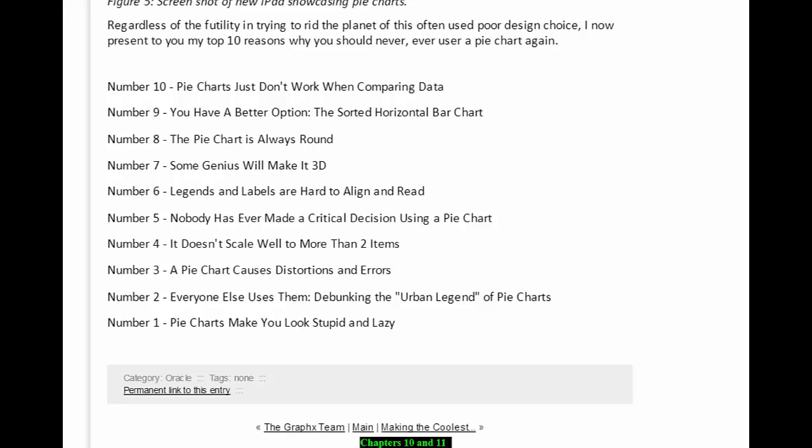Ouch. We like to represent the truth in this course, and this is the truth. So try to avoid pie charts as much as possible. Sometimes your boss or your teacher, instructor, professor may want you to use them, but try to stay away from them if you can.